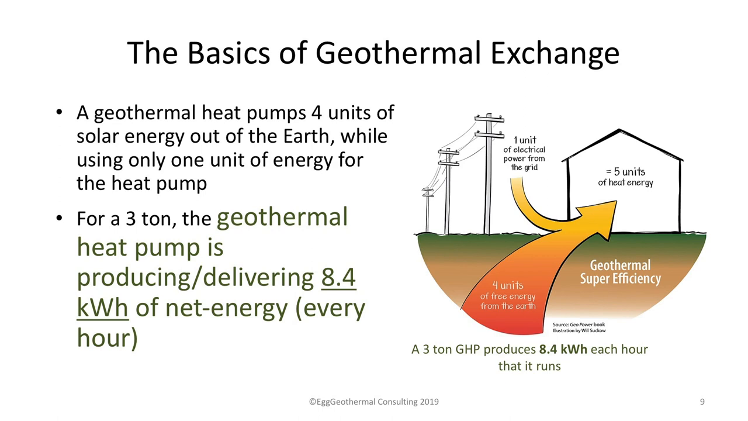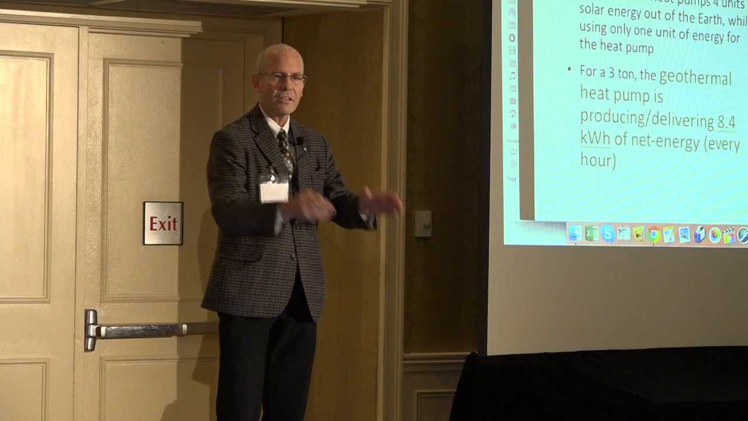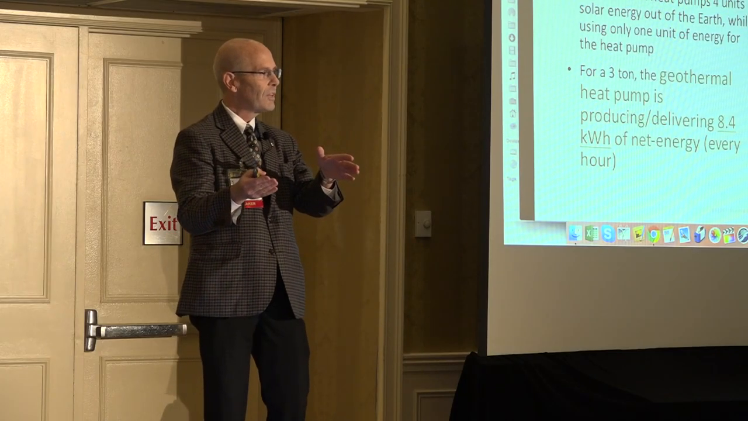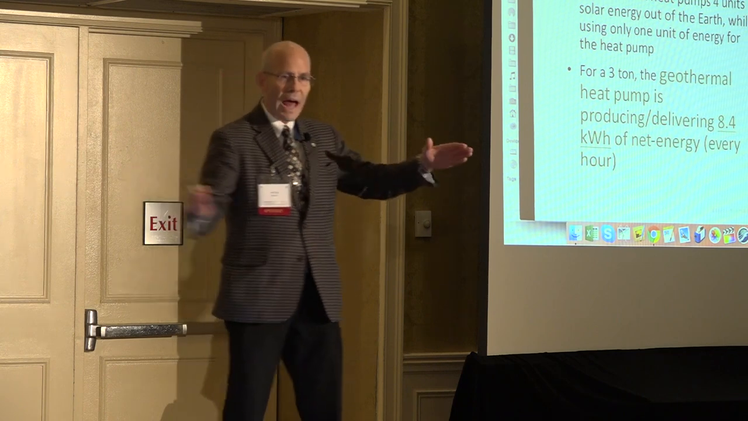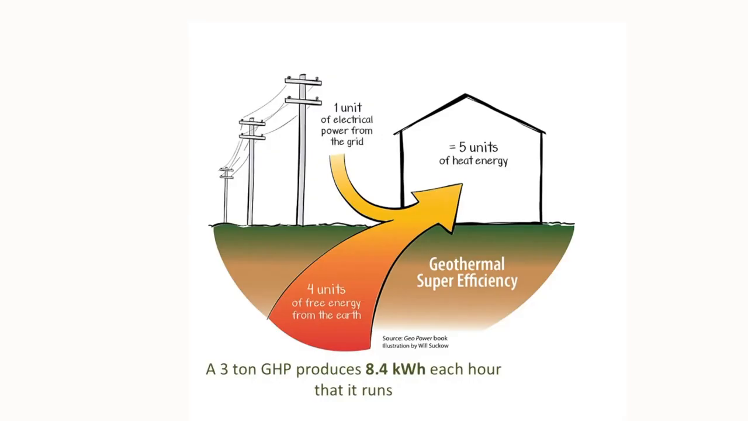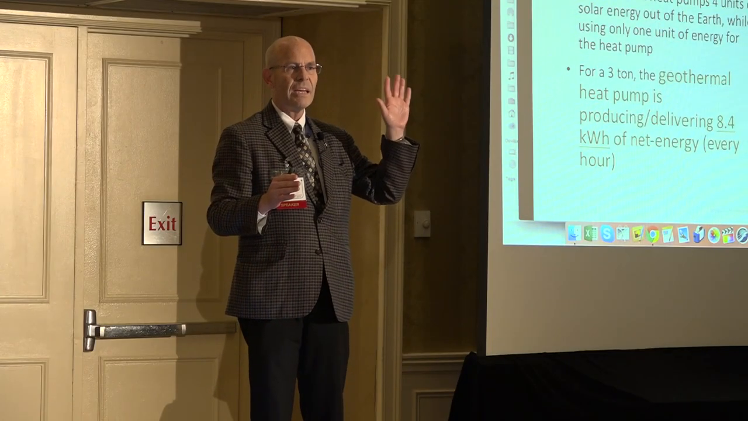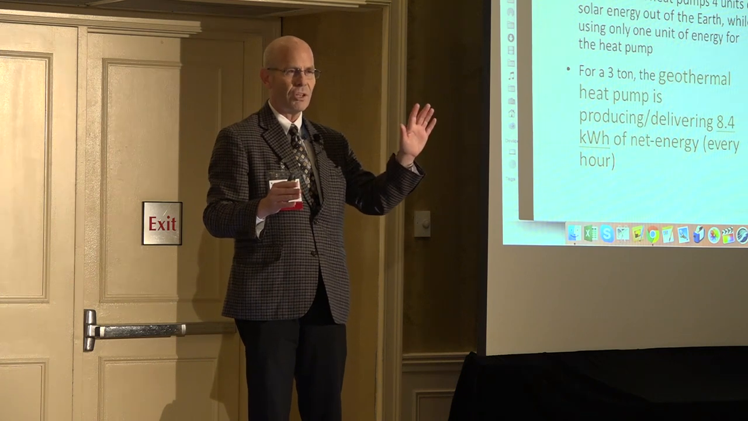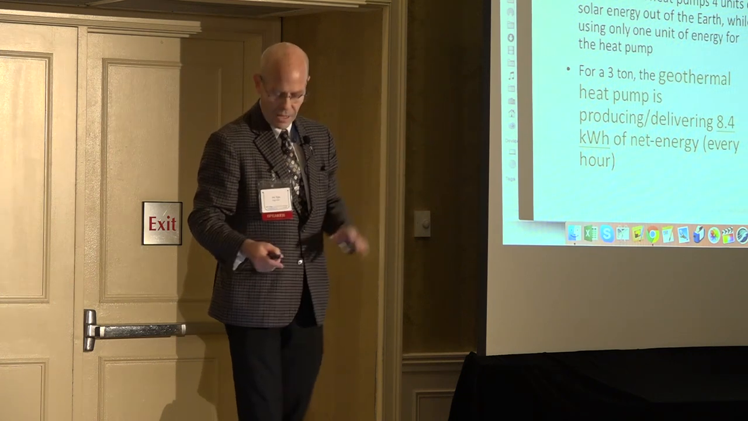Let's look at an example. I love this diagram because for one unit of electricity from the electric grid going to this heat pump, it's going to use that unit of electricity and pump 4 units of heat out of the ground. You add the two together and you get 5 units of heat in the space. For 1 unit of energy, you get 5 units of heat. That's a COP of 5. It is 500% efficient. That's how that magic happens.